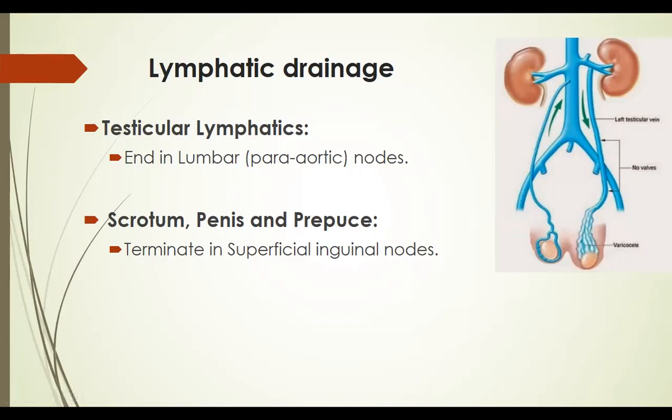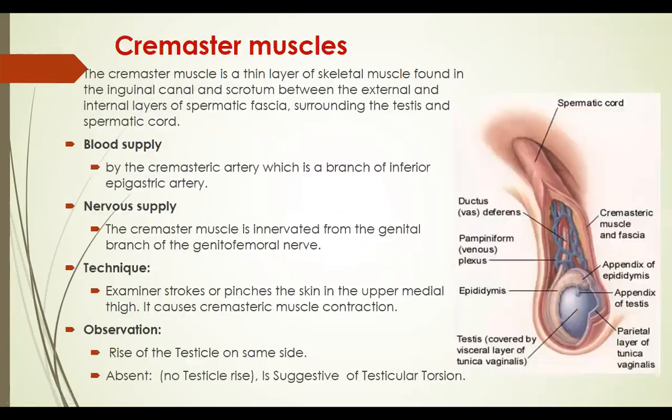Coming to the lymphatic drainage, it will be by the testicular lymphatics, which end in the lumbar or the para-aortic group of lymph nodes. Here there will be a group of lymph nodes which we call the para-aortic nodes, beside the aorta. Coming to the scrotum, penis, and prepuce, they will terminate in the superficial. Even though the testis drains deep inside, the scrotum, penis, and prepuce skin will drain into the superficial inguinal group of lymph nodes. So there is a difference in the lymphatic drainage for the testis and for the scrotum and penis.